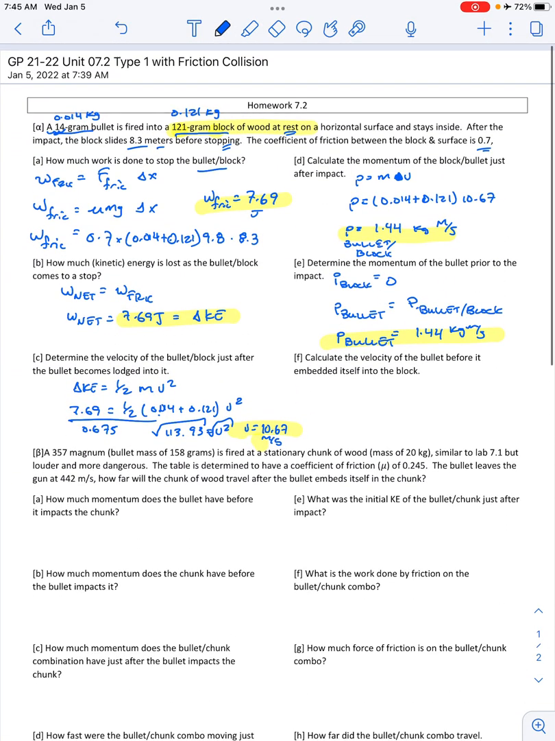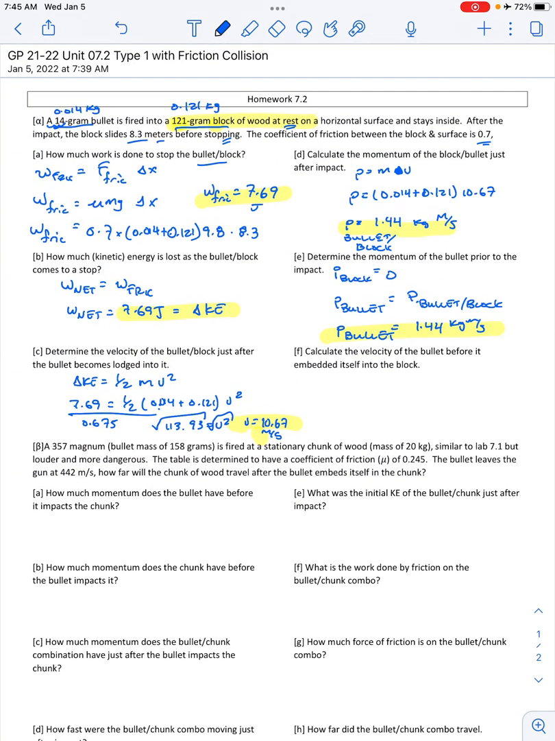Calculate the velocity of the bullet before it embedded itself in the block. Well, if we know our bullet has that momentum, that's going to be equal to mv. So 1.44 equals the mass of the bullet, 0.014 times v, divided by 0.014.